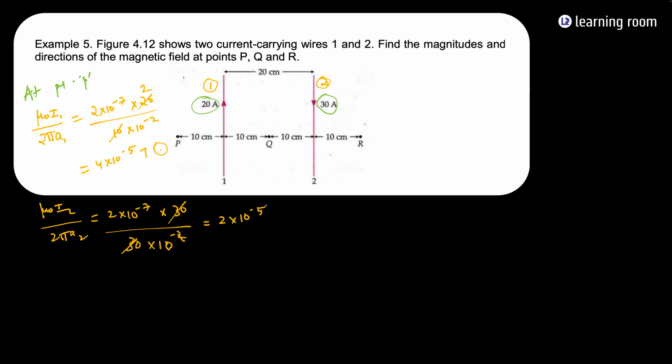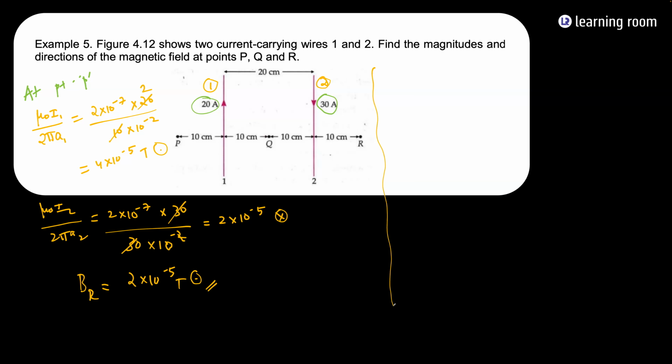Here, if you observe, the current is downward, so it will be into the plane. So what will be the net magnetic field? BR will be equal to 4 into 10 power minus 5 outside, 2 into 10 power minus 5 inside. If you take outside to be positive and inside as negative, resultant will be 2 into 10 power minus 5 outward. Is the point clear?